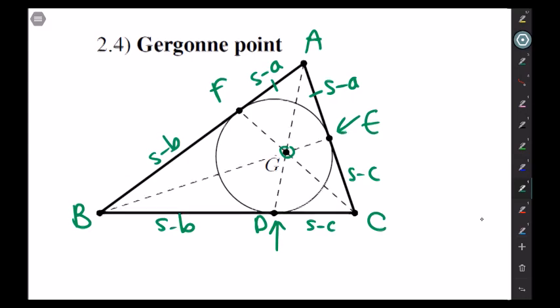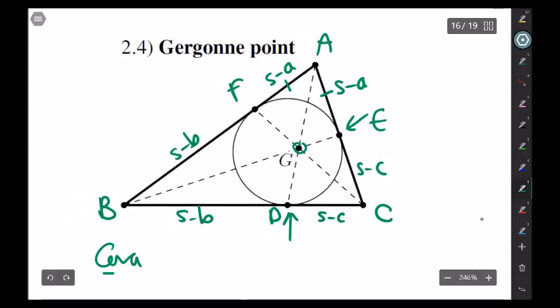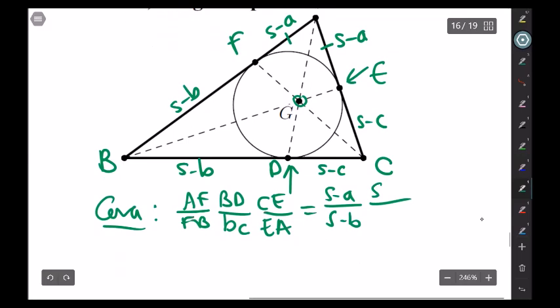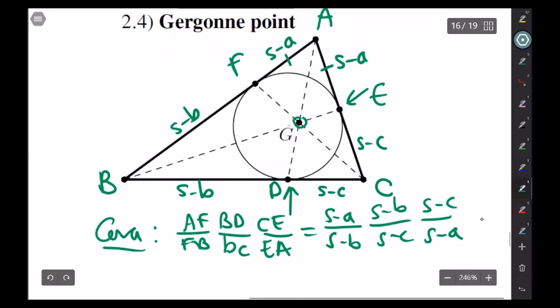So therefore, let's check if the converse of Ceva works. We need to show that AF to FB times BD to DC times CE to EA is equal to 1. Let's see if that's true. AF to FB is S minus A to S minus B, times S minus B to S minus C, times S minus C to S minus A. Hey, the same thing. S minus A is cancelled, S minus B is cancelled, S minus C is cancelled. That's 1, and we are done, right? Awesome. So that's it.